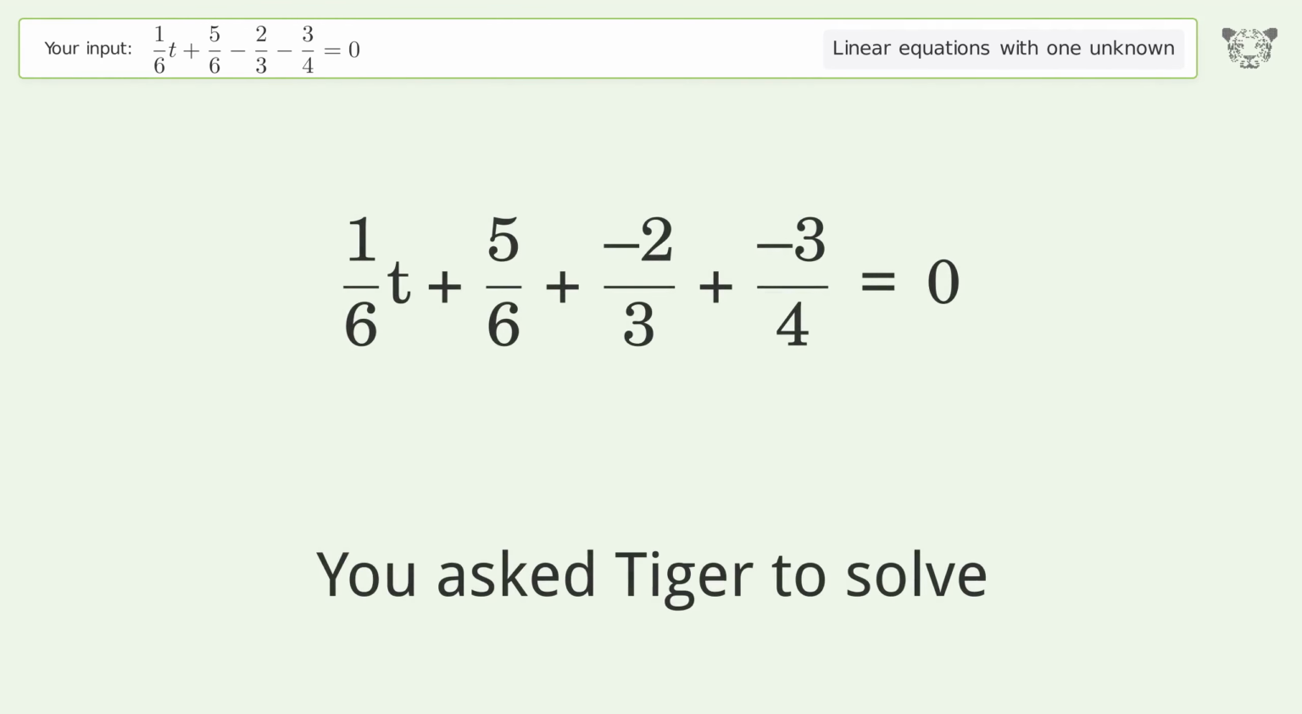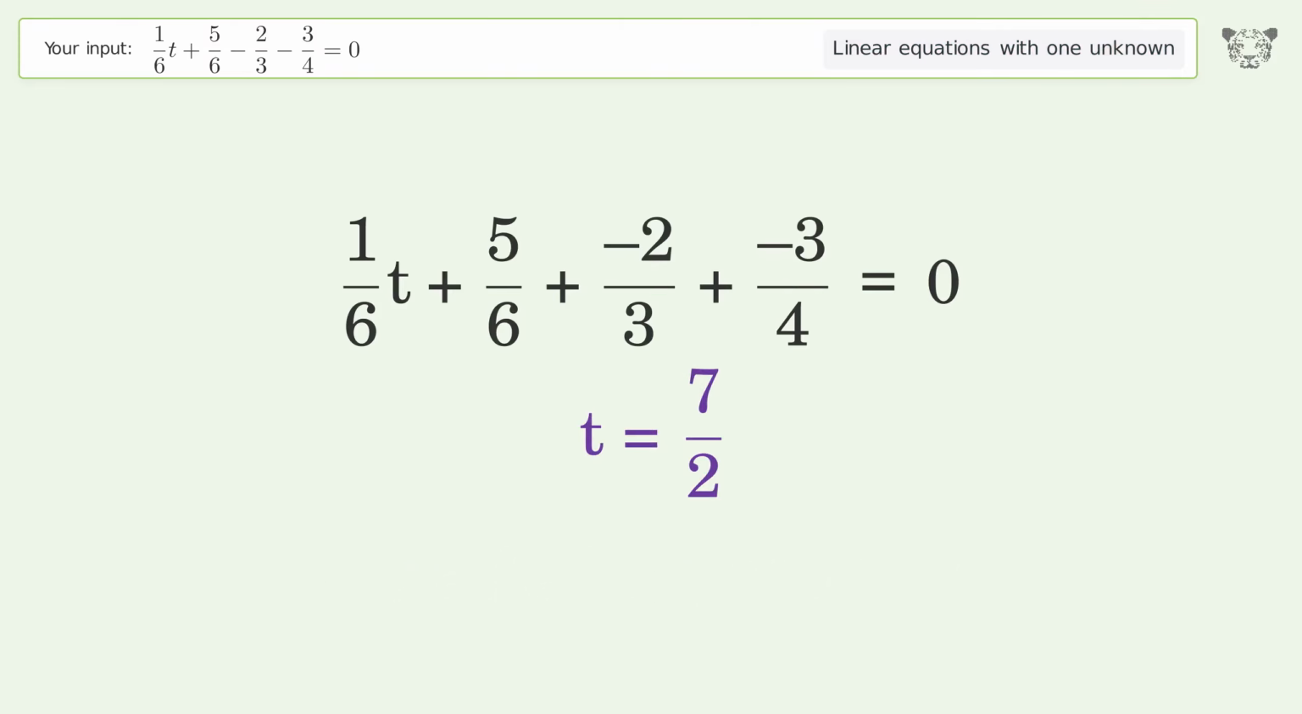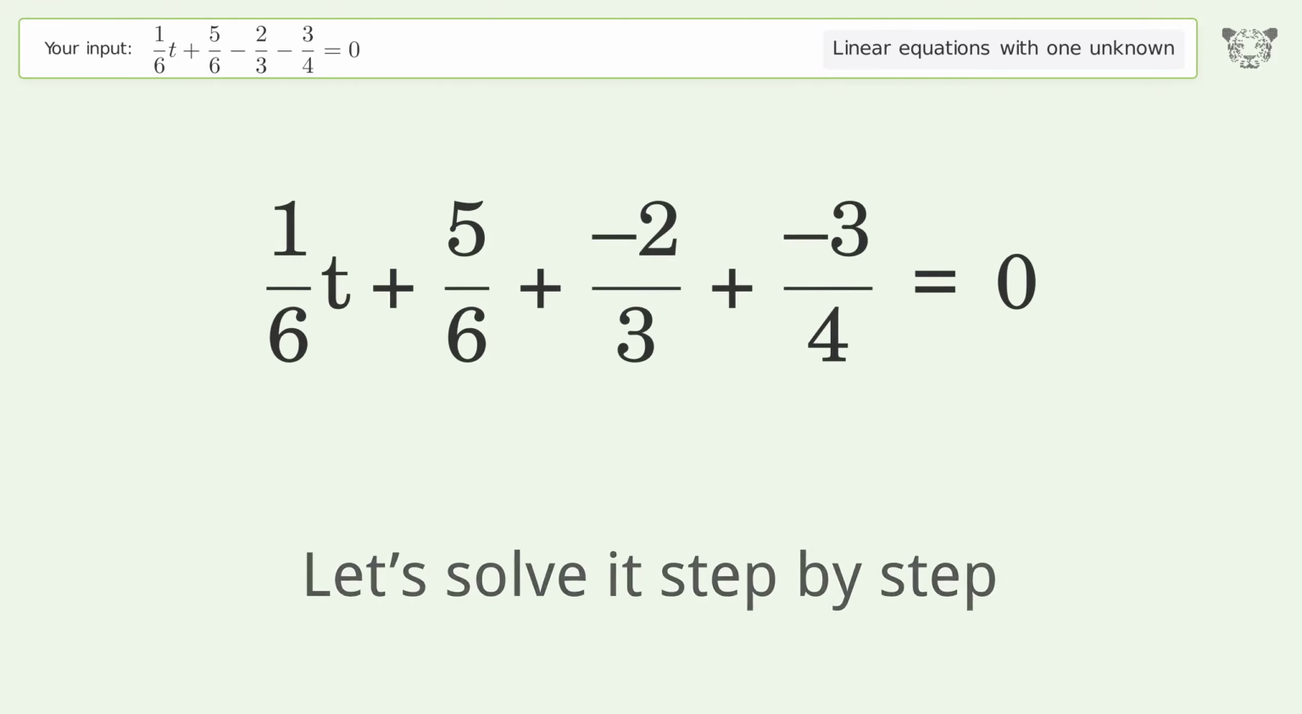You ask Tiger to solve. This deals with linear equations with one unknown. The final result is t equals 7/2. Let's solve it step by step.